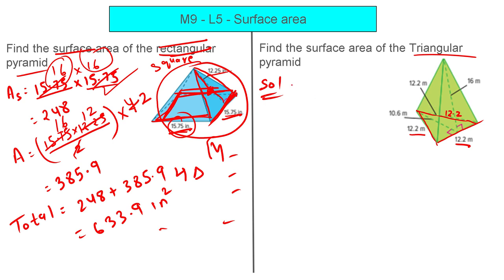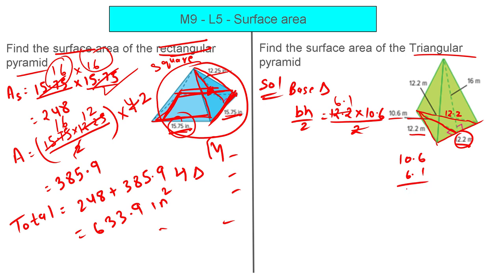Okay, first of all, let us find the area of the base triangle. Okay, base triangle, the formula is same, base times height divided by 2. What is the base? 12.2 multiply height for the base triangle is this one, correct? See, check carefully, how much? 10.6, and divided by 2. Okay, just solve this, here will become 6.1. So 10.6 multiplied by 6.1, okay, this will be 64.66. Okay, what? Meter square.